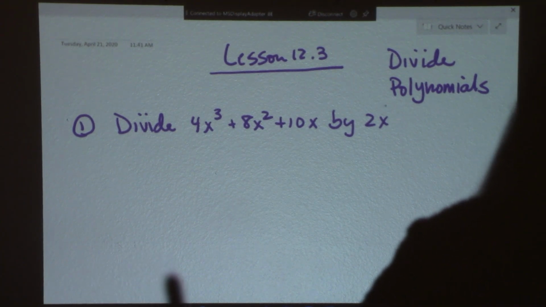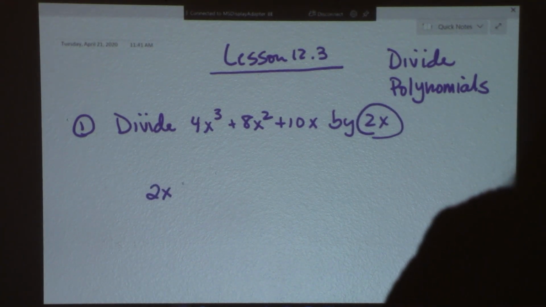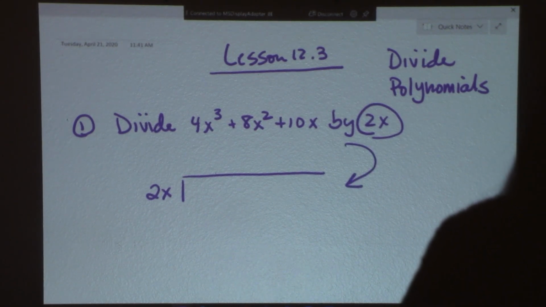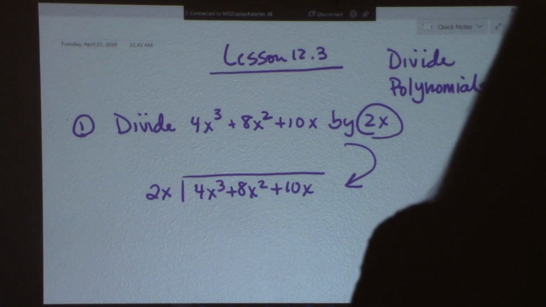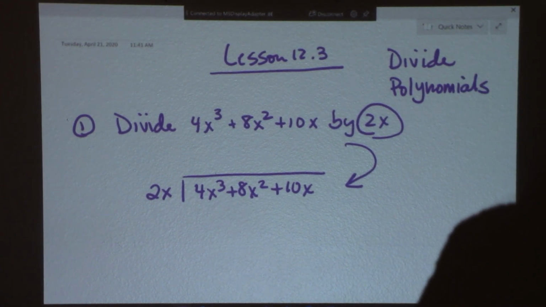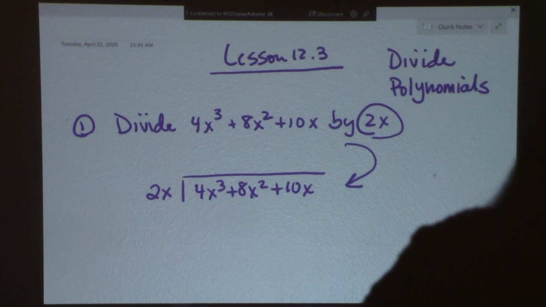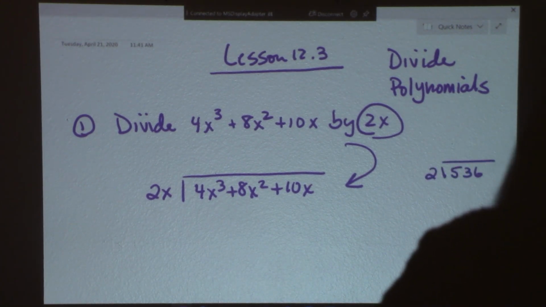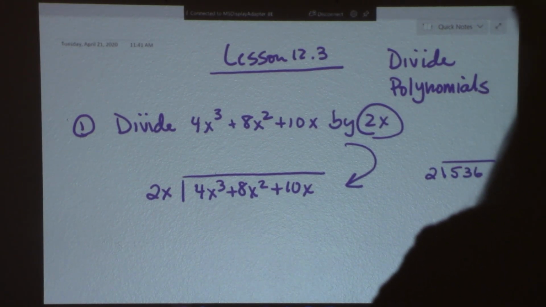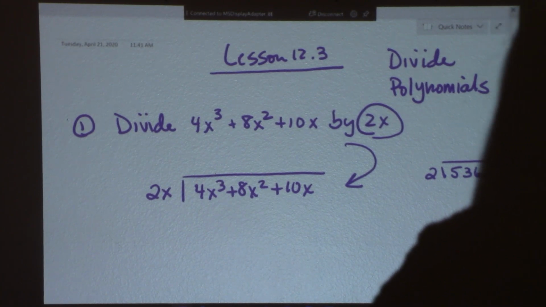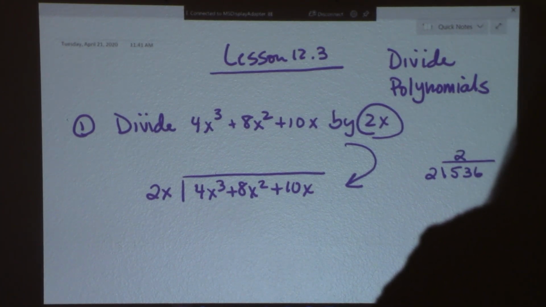So I'm going to take my 2x and I'm going to put it outside of my box. And then I'm going to take what I'm dividing, the dividend, inside, like this. Okay, and then I basically use the same method. Now let's just look at an example. Let's say I was dividing 2 into 536. What would I do? I would ask myself, how many times does 2 go into 5? And I mean, that's obvious, but I would kind of guess. So I'd go 2 times 2, it goes twice.